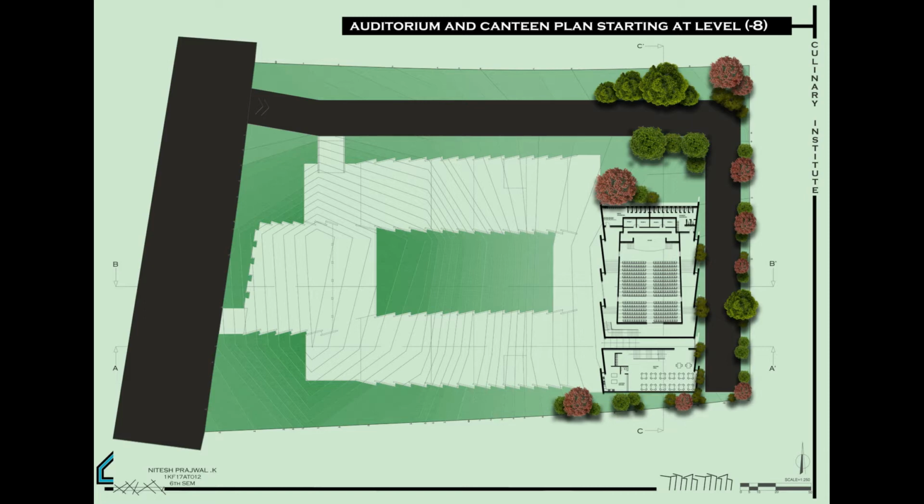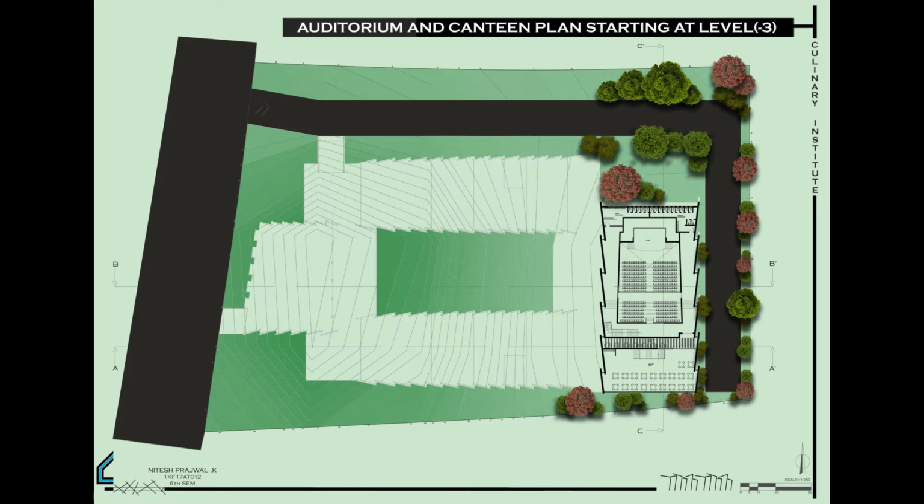Coming to the canteen plan, the stairway leads to the canteen from the academic block, which is placed between the auditorium and canteen. The canteen has a capacity of 100 to 150.